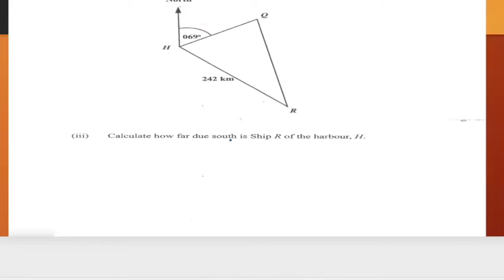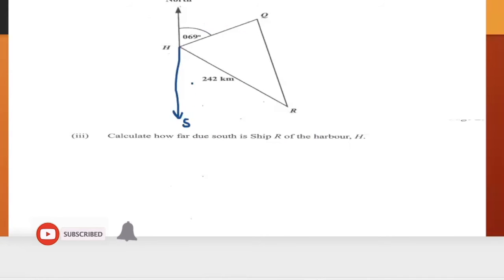Calculate how far due south is the ship R of the harbor H. Now, if we say due south, it means I need to include the south pole. South pole means I'm going downwards. It's asking the distance: how far downwards am I? So I need to know how far south R is, which is how far down it is. So this is a line that will give us the answer.